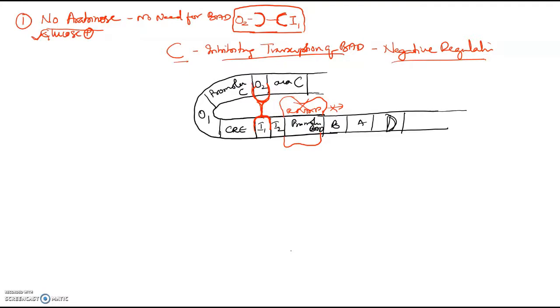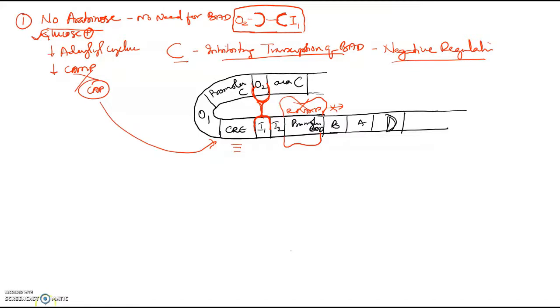Okay, now when glucose is present, what happens to the adenylyl cyclase? Adenylyl cyclase levels will go down, so do cyclic AMP levels. When that happens, CAP and cyclic AMP will not bind and the CRE region will be free. It will not be bound.